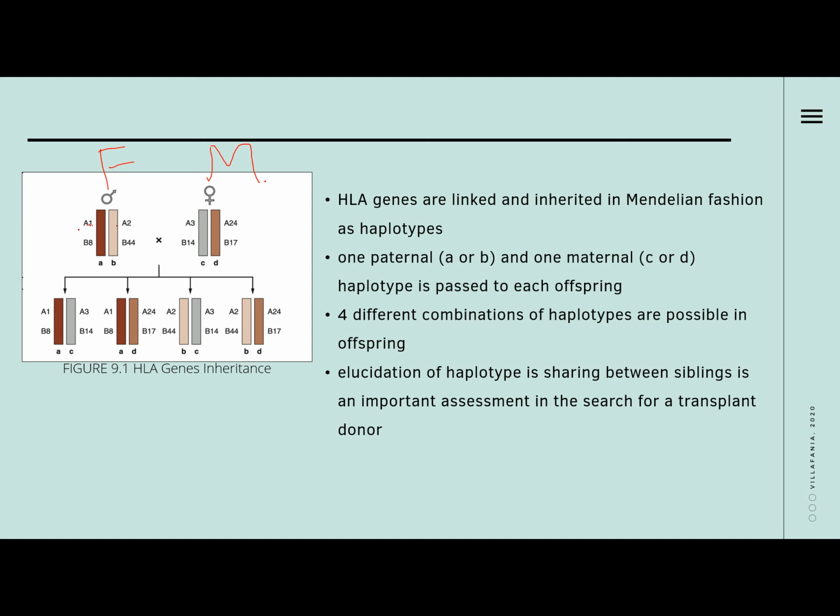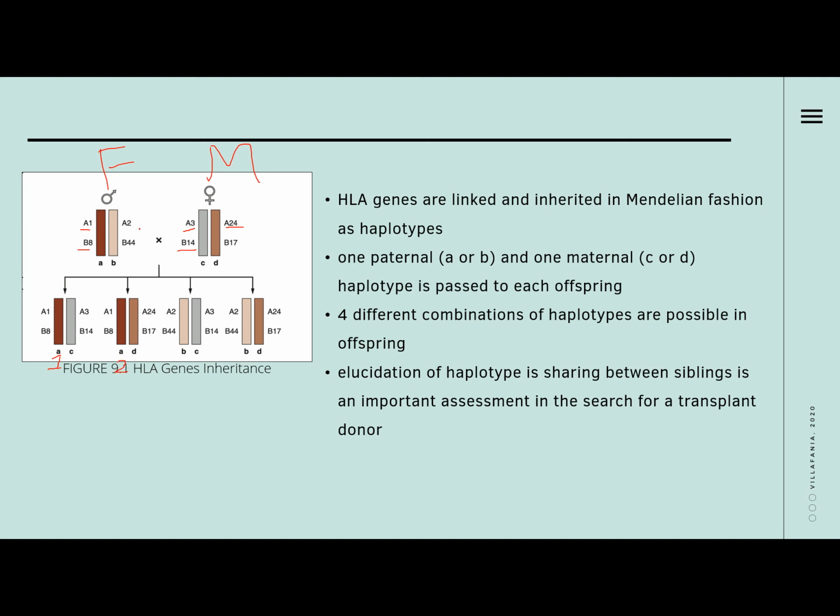The offspring could acquire A1 and A3, because it's a haplotype, right? It could also acquire B8 or B14. So that's one combination. A possible combination would also be A1, then you could get the A24 from the mother, B8 and B17. That's the second one.